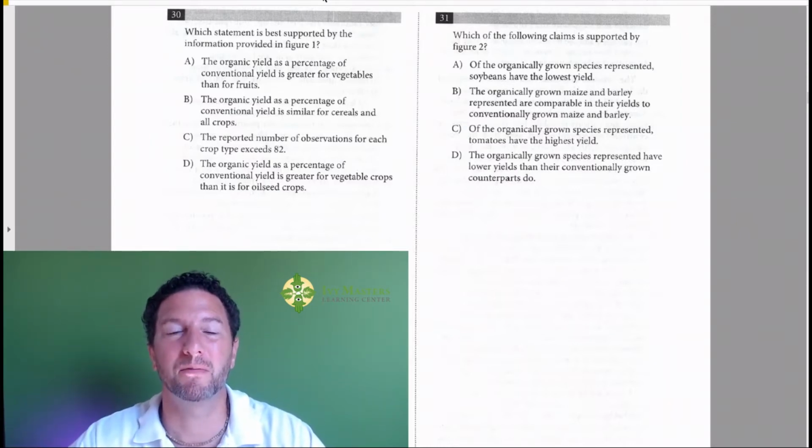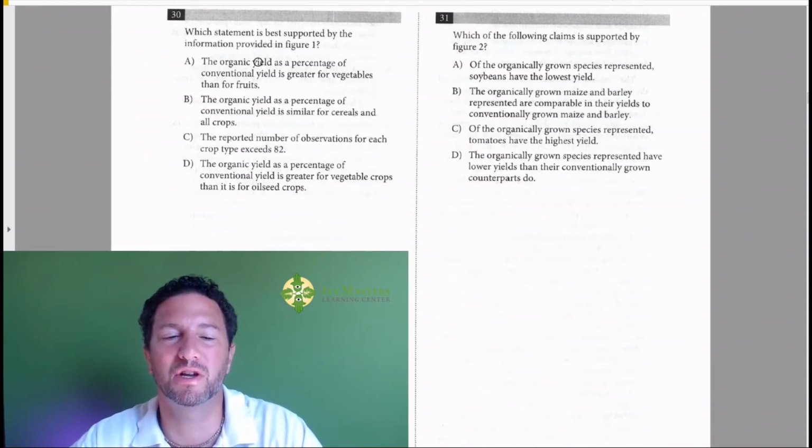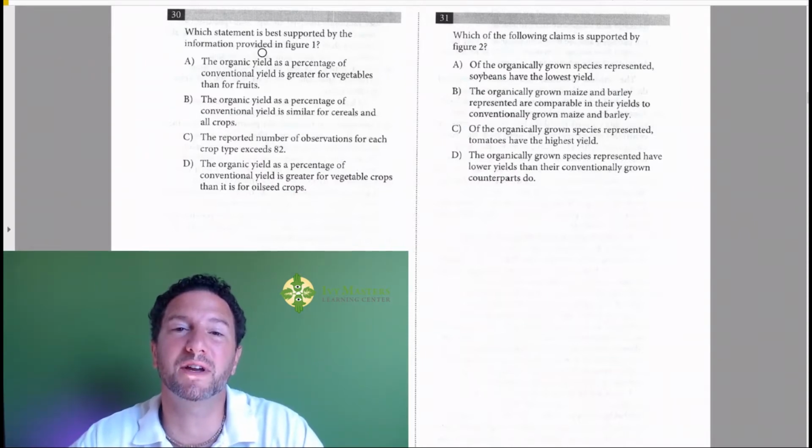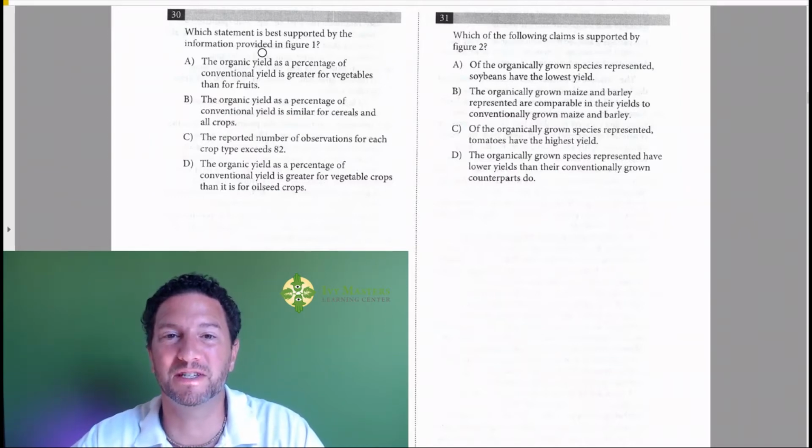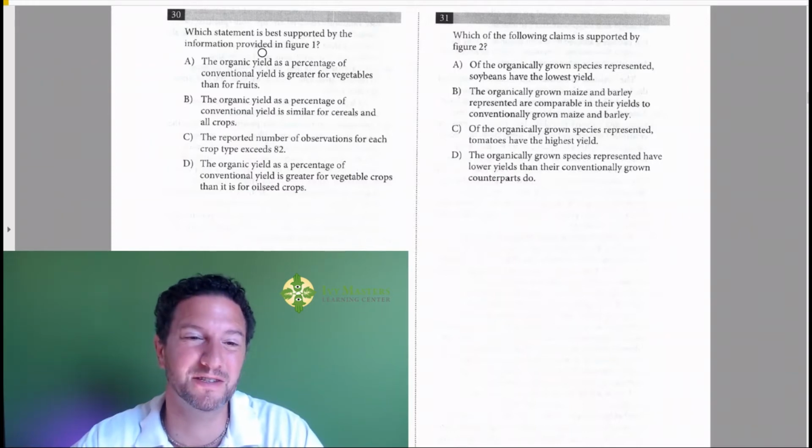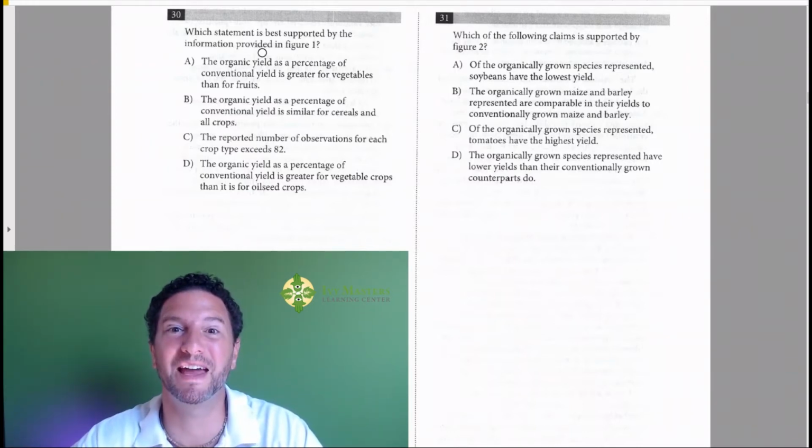My name is Paul Pasulka, Ivy Masters Living Center and IvyMasters.com. Today we're going to look at Test 5, Section 1, number 30. Number 30 is asking you to look at the information in the figure. Whenever you look at information in the figure, make sure you check out the figure. Look at it top to bottom. Make sure you understand if there's an X and Y axis, what they mean. Pick it apart before you look at the answer choices. Just like that will save you from making a bad purchase on the house, this will save you from choosing a bad answer choice.